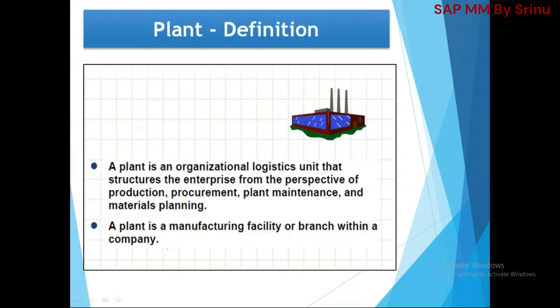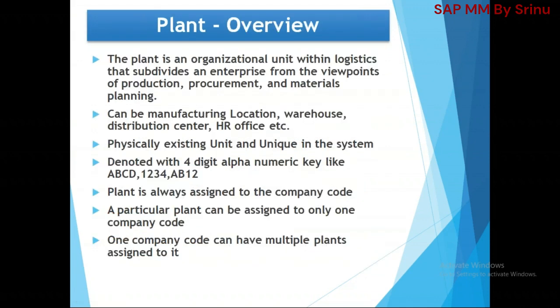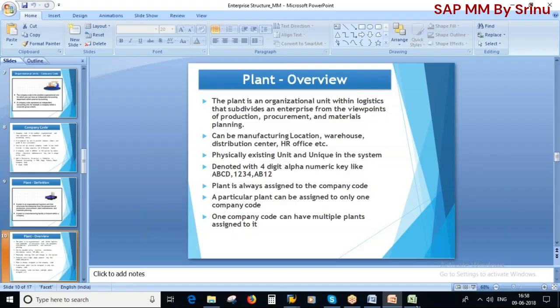Okay, so plant is like a location. A plant can be a manufacturing location. It can be a warehouse, it can be a distribution center, or it can be an HR office. A separate HR office is also called a plant, and a plant will be physically existing. It will be physically existing and it will be unique in the system. I'll tell you with a real-time scenario.